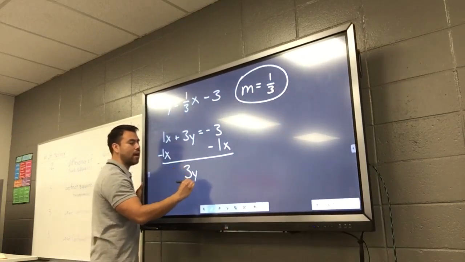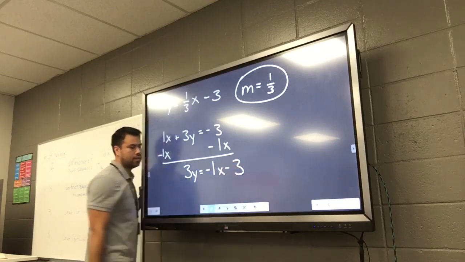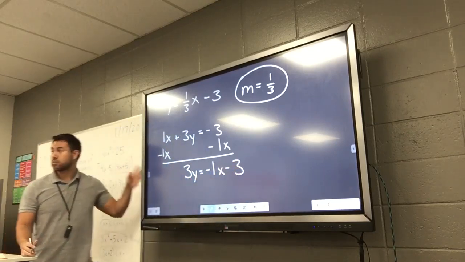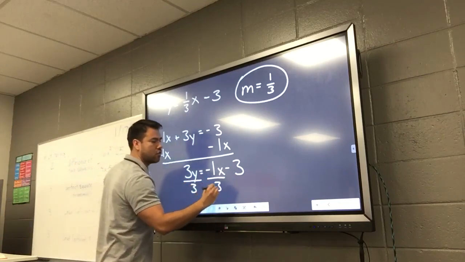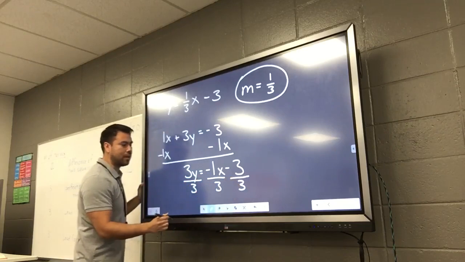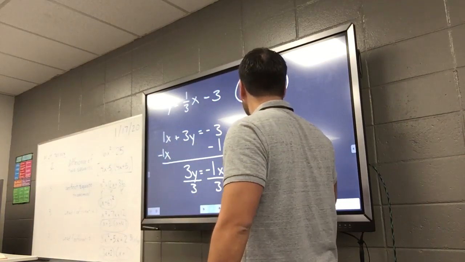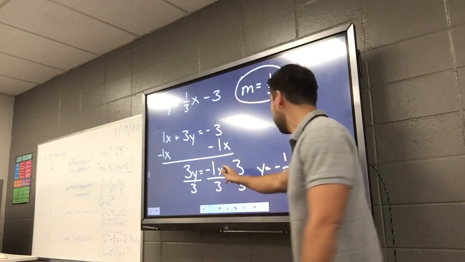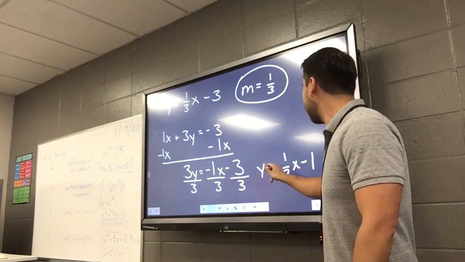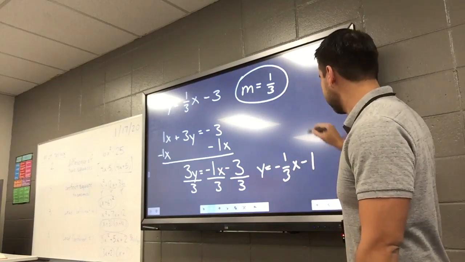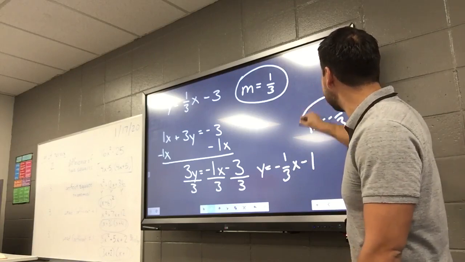I get 3y equals negative 1x minus 3. And then I divide everything by 3. And I end up with y equals negative 1/3 x minus 1. Okay, what's the slope of that line? Negative 1/3. Oh, that means they are? Perpendicular.